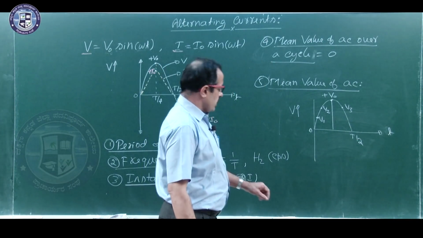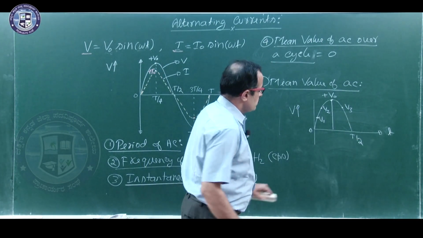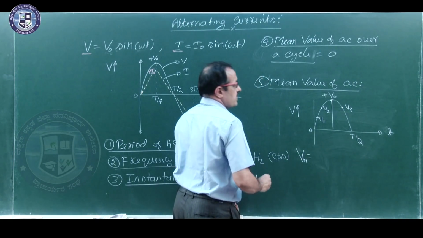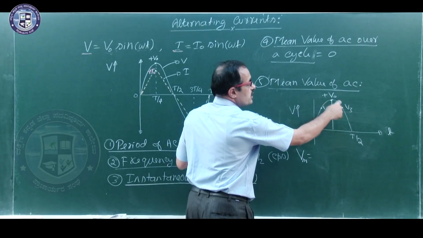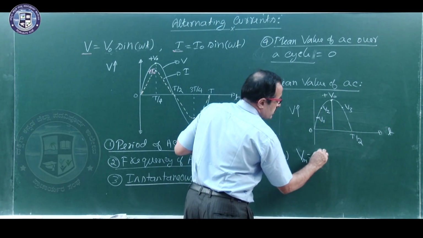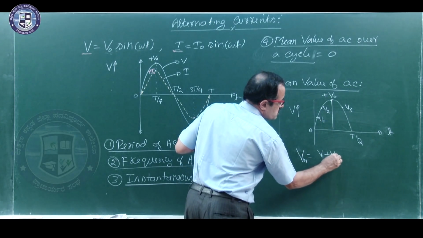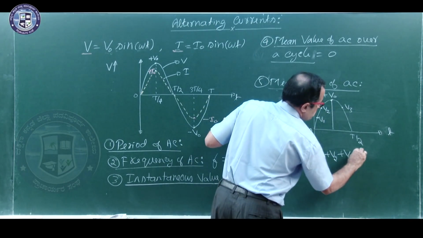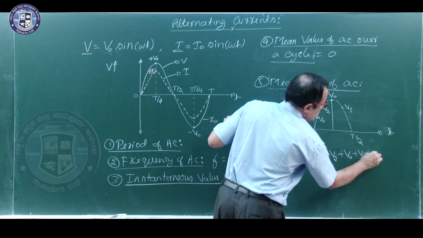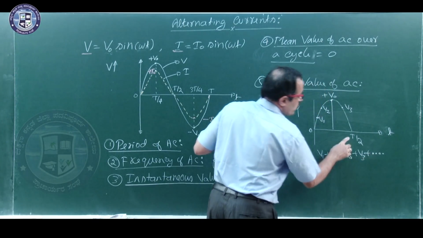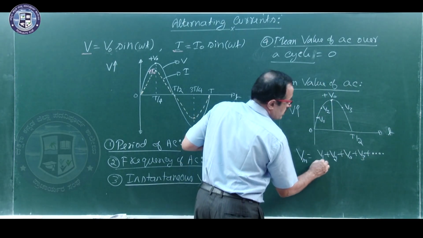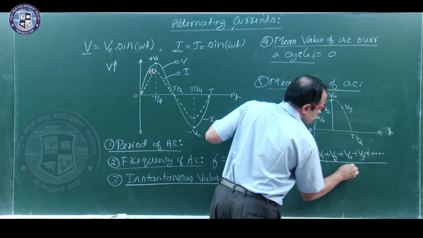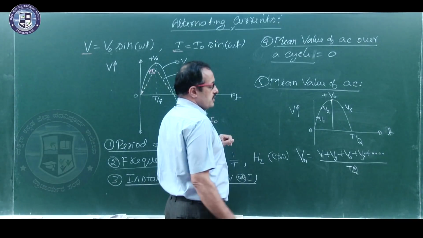So, how to calculate the mean value of AC? You have to add all the voltages in the positive cycle, that is V1 plus V2 plus V0 plus V3 and so on, up to half cycle, divided by the time interval. What is the time interval? T by 2.